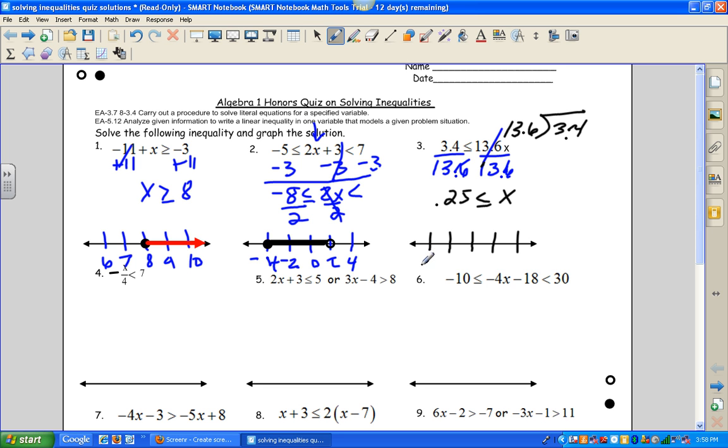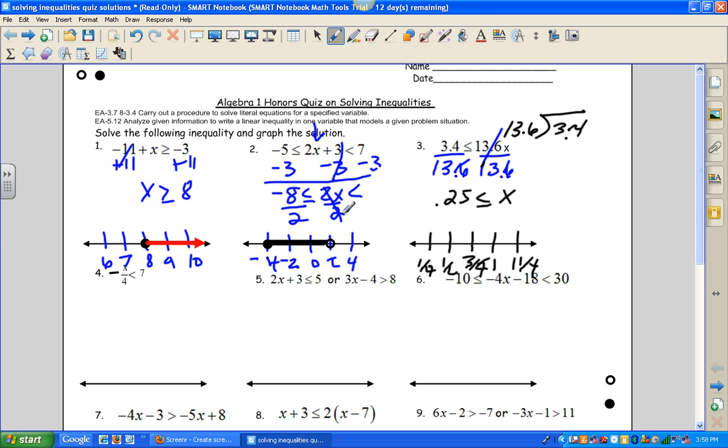So I can do 1/4 because I know that's 0.25. I can do a half, 3/4, 1, and then 1 1/4.